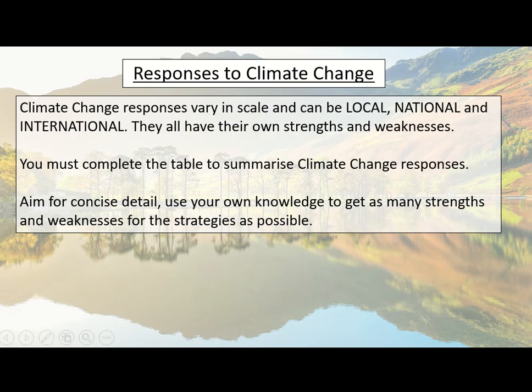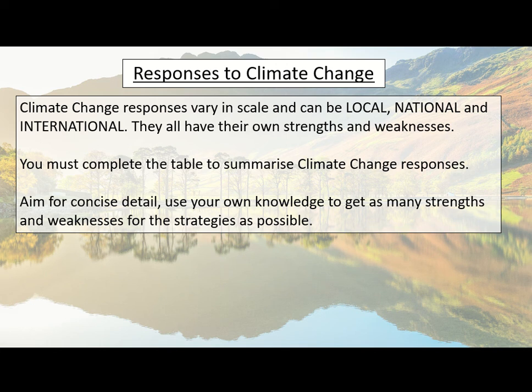Okay, so responses to climate change. Now this is the thing, we can do something about it. This is my activist moment here. And we can do things on a local scale, a national scale, and a global or international scale. And now you need to know what we are doing to try and help tackle climate change at all three scales, from a local level to a national level to a global, international level.